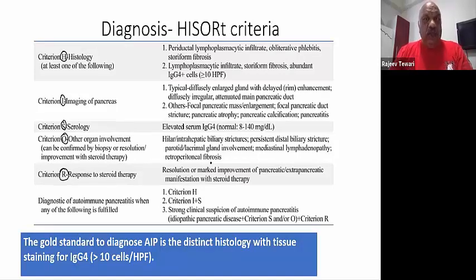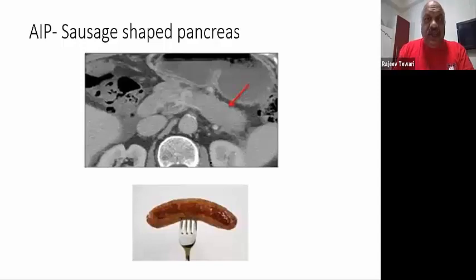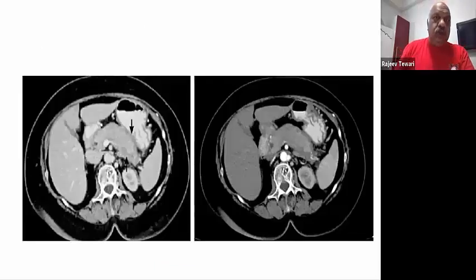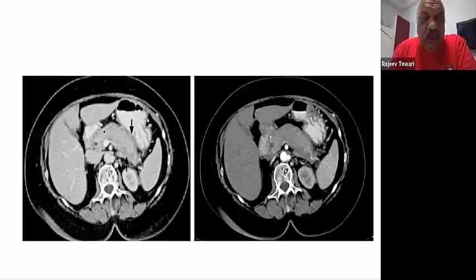And response to therapy. So if only histology is there, diagnosis is confirmed; if imaging and serology are both there, then confirmed; or serology, other organ involvement, or response to therapy, then again the diagnosis is confirmed. The gold standard is biopsy, but normally we don't go for biopsy. Next slide. This is a classical sausage-shaped pancreas. Next slide. These two are also sausage-shaped pancreas. Though it won't be shown as an image, theoretically it can be very well asked. Sausage-shaped pancreas is seen in autoimmune pancreatitis.